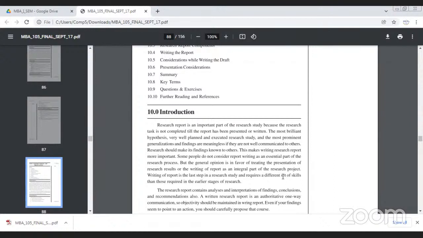This makes writing a research report more important. Some people do not consider report writing an essential part of the research process, but the general opinion is in favor of writing. The presentation of research results or the writing of a report is an integral part of the research process. Writing a report is the last step in a research study and requires a different set of skills than those required in the earlier stages of research.